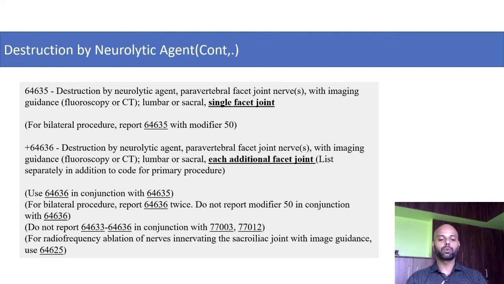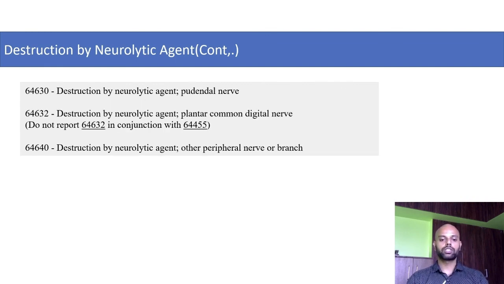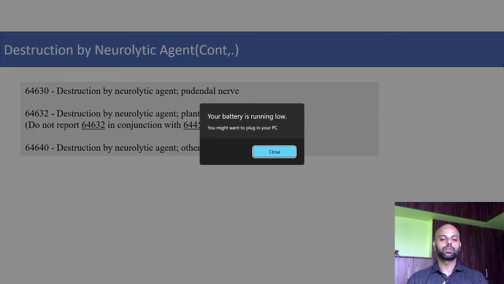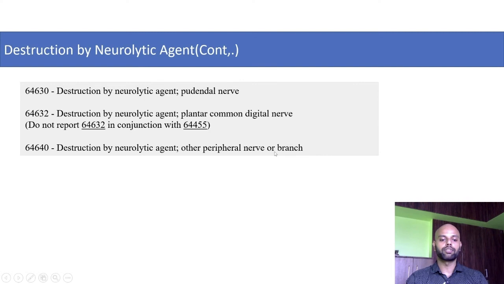For radiofrequency ablation of nerves innervating the sacroiliac joint with imaging guidance, use 64625. Destruction by neurolytic agent for pudendal nerve, use CPT code 64630. For plantar common digital nerve, use CPT 64632 and do not report 64632 in conjunction with 64455 and 64640. 64640 is for peripheral nerve or branch.